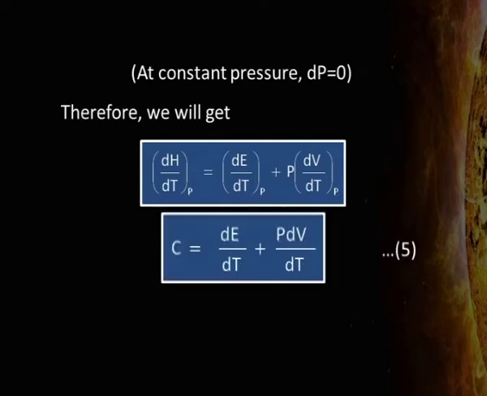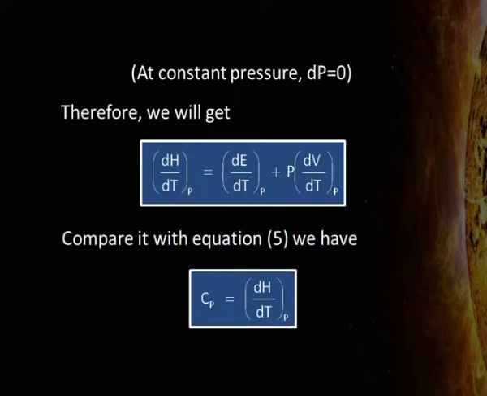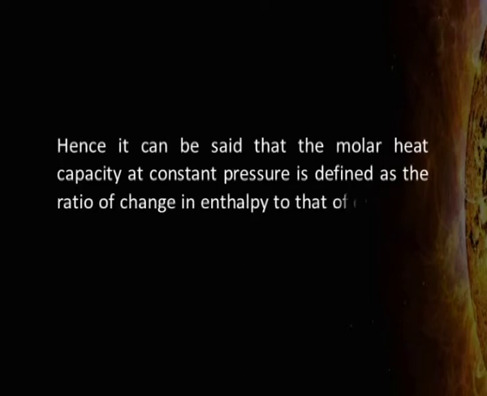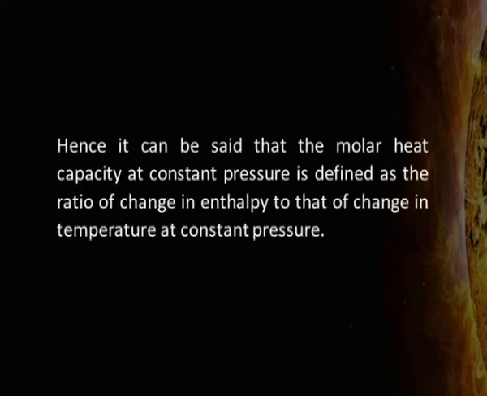Now, comparing this equation with equation number 5, we will get Cp equal to dH by dT at constant pressure. Hence, it can be said that the molar heat capacity at constant pressure is defined as the ratio of change in enthalpy to that of change in temperature at constant pressure.